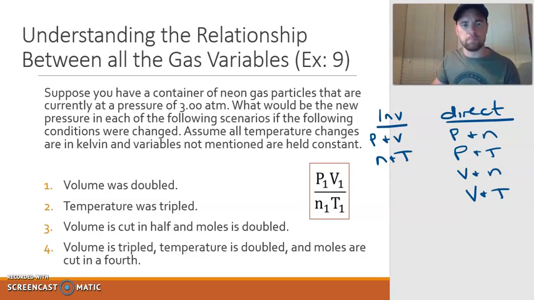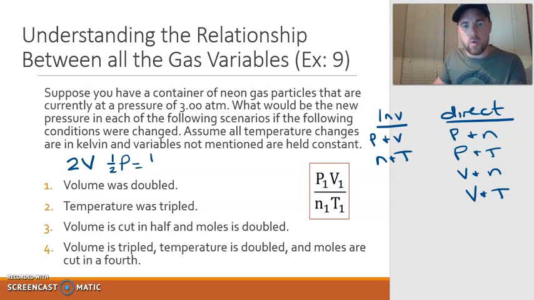So let's look at the first one. If volume was doubled, what would be the new pressure? Here's how you solve this problem. You say, okay, volume was doubled. What's the relationship between volume and pressure? Volume and pressure are inversely related. So if volume is doubled, that means pressure is cut in half.